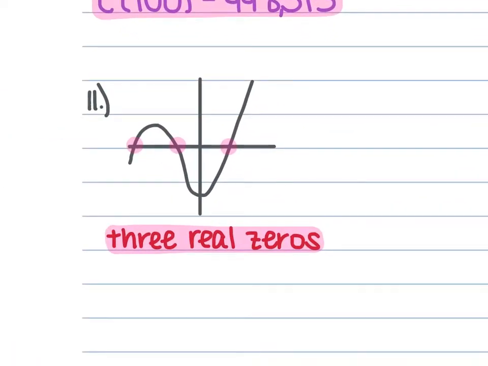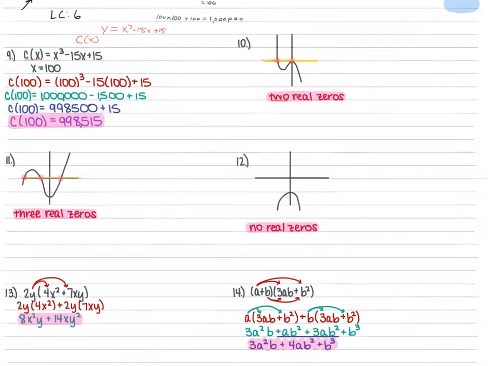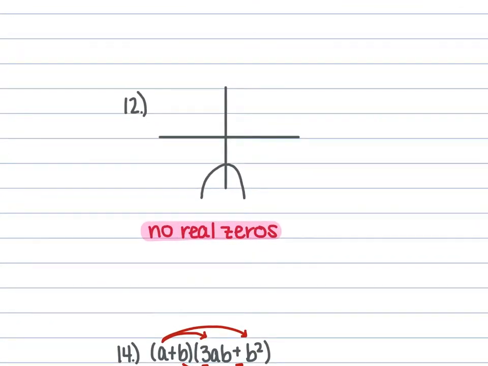In this situation here is our x-axis. We've got 1, 2, 3 real zeros. And in the last situation where it never crosses, I have no real zeros. Don't say no solution, things like that. We're just saying there are no real zeros.